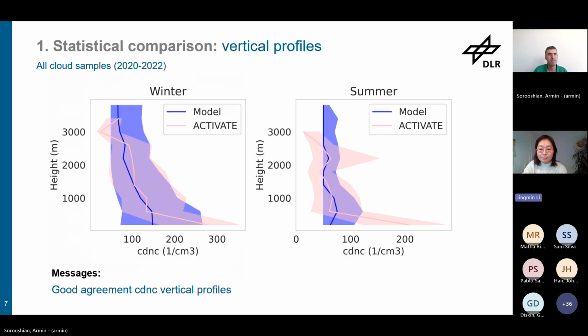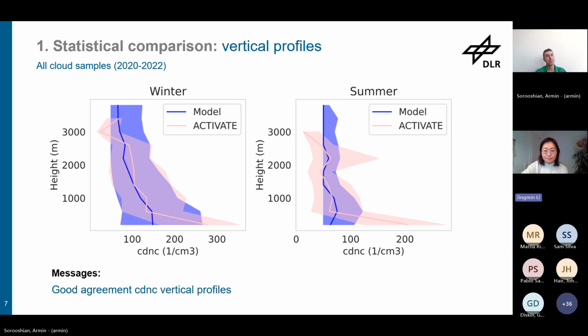Next slide, please. Now we can compare the vertical profile of CDNC here. We are comparing the vertical profile from the model in blue with the ACTIVATE measurement in pink, with the condition for winter on the left and for summer on the right. We see here also very good agreement between the vertical profiles of CDNC. We also see a better agreement for winter than for summer.